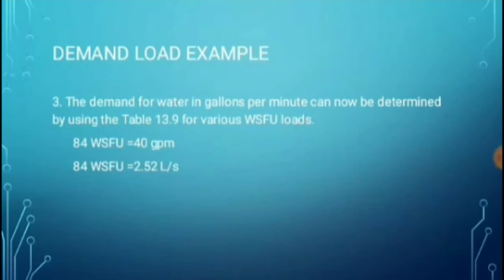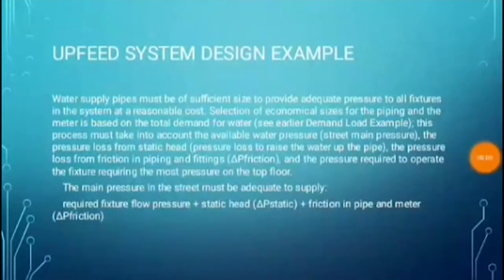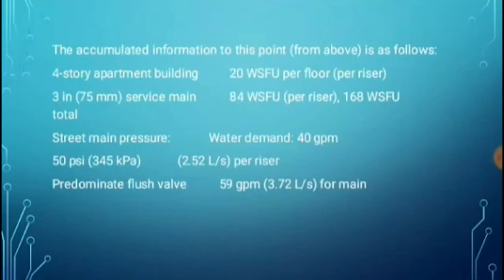The third step is that the demand for water in gallons per minute can now be determined by using Table 13.9 for various WSFU loads. As you can see, here is the conversion. In this part, the pipe sizing is very important in order to attain the needed pressure for water to rise up and be distributed throughout the apartment's floors. Main pressure must be accounted for and the supply must be adequate. Here is the accumulated information.